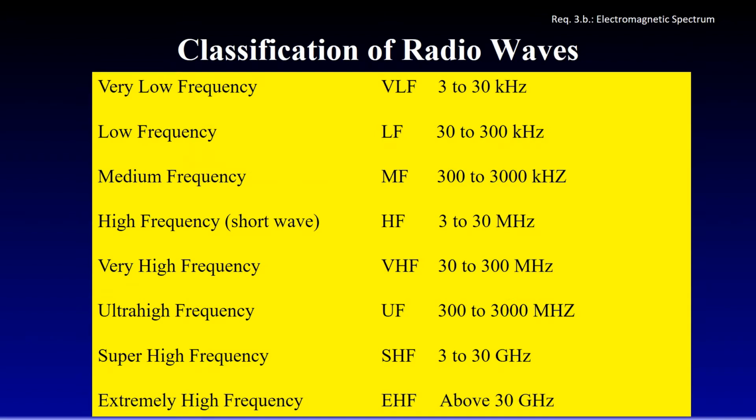Radio operators have found it convenient to classify radio waves in the spectrum in the following order: very low frequency, 3 to 30 kilohertz; low frequency, 30 to 300 kilohertz; medium frequency, 300 to 3000 kilohertz; high frequency shortwave, 3 to 30 megahertz; very high frequency, 30 to 300 megahertz; ultra high frequency, 300 to 3000 megahertz; super high frequency, 3 to 30 gigahertz; extremely high frequency, above 30 gigahertz.